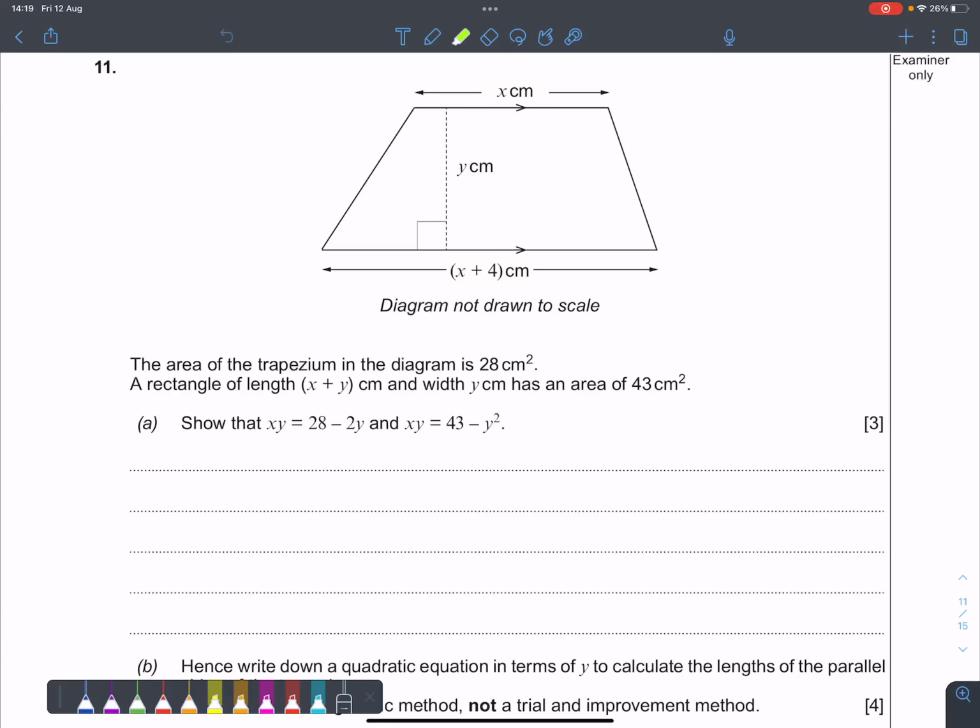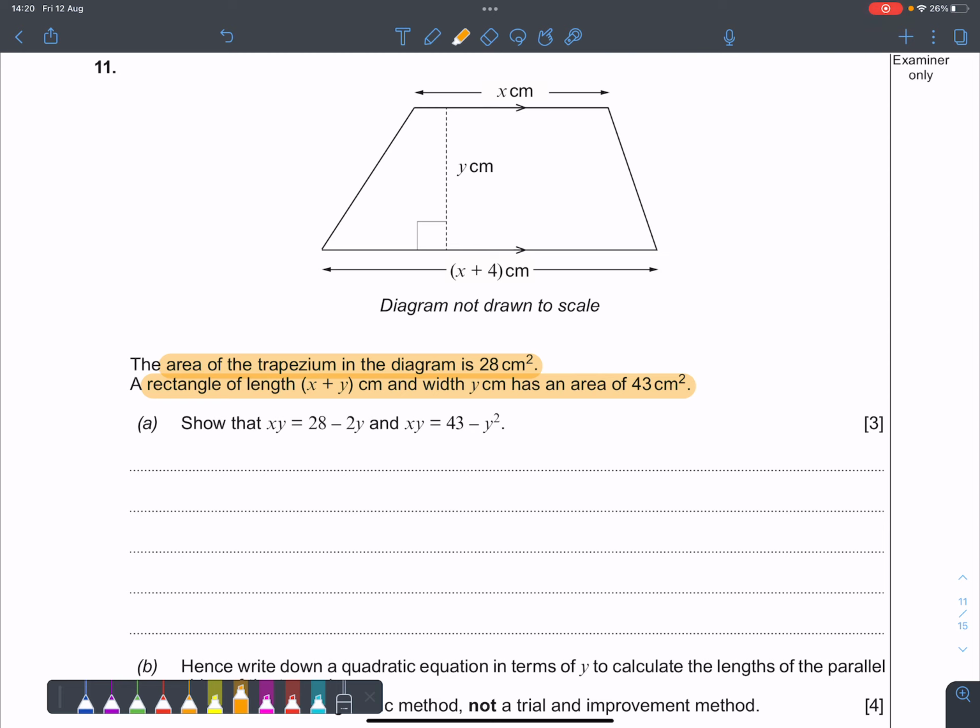Okay, in this video we are having a look at question 11 from the WJEC Additional Maths paper from June 2014. So let's have a look at what we've got. We've got a trapezium here, and we are told that the area of the trapezium is 28 centimetres squared. A rectangle of length x plus y centimetres and width y centimetres has an area of 43 centimetres squared. Show that xy equals 28 minus 2y and xy equals 43 minus y squared.